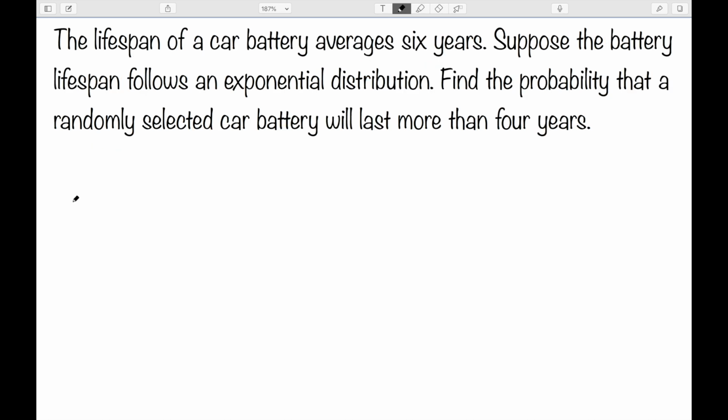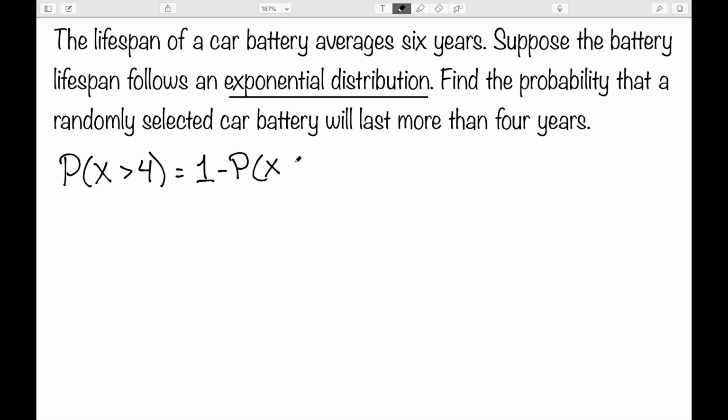Let's suppose the lifespan of a car battery averages 6 years. Suppose the battery lifespan follows an exponential distribution, so we do know we're using exponential. We want to find the probability that a randomly selected car battery will last more than 4 years. It's the probability that x is greater than 4. Our cumulative distribution gives us the probability that x is less than 4. So it's much easier to look at 1 minus the probability that x is less than 4.